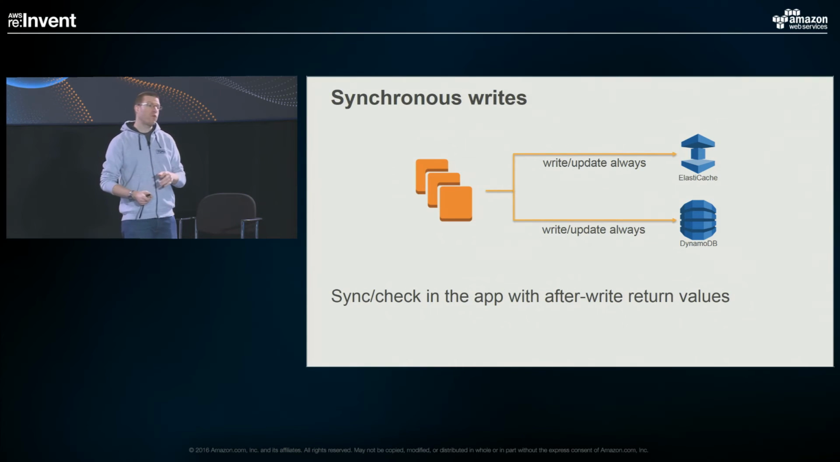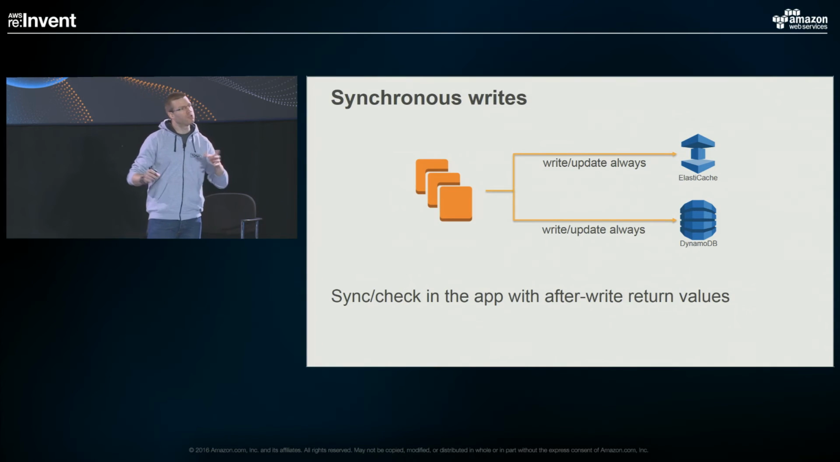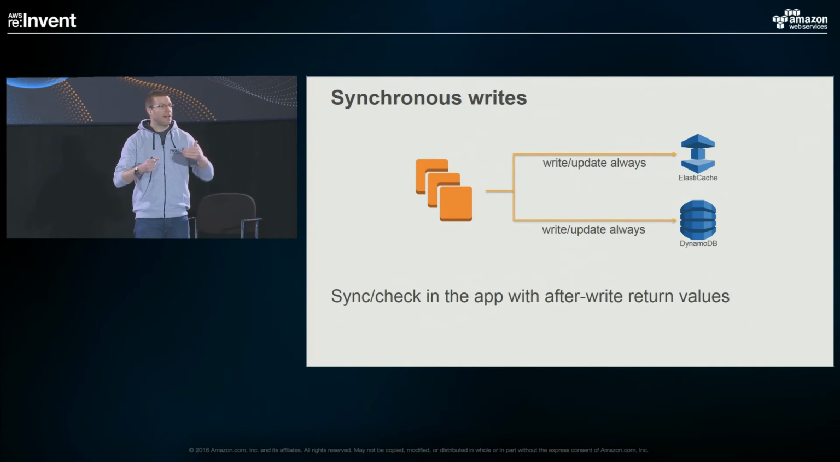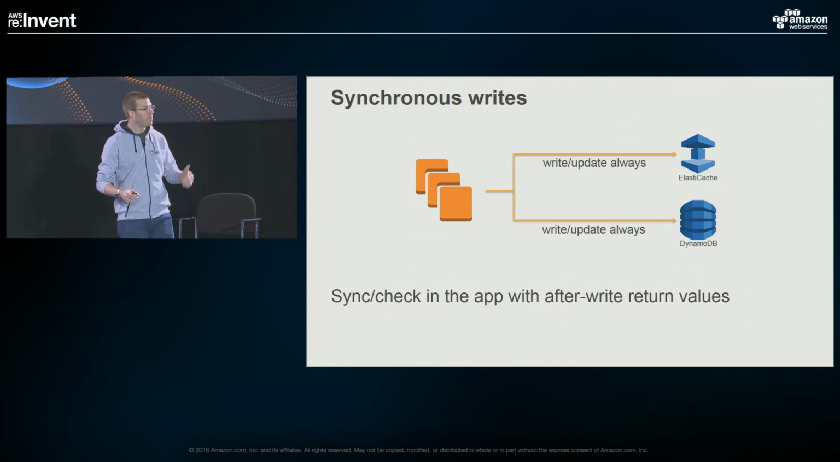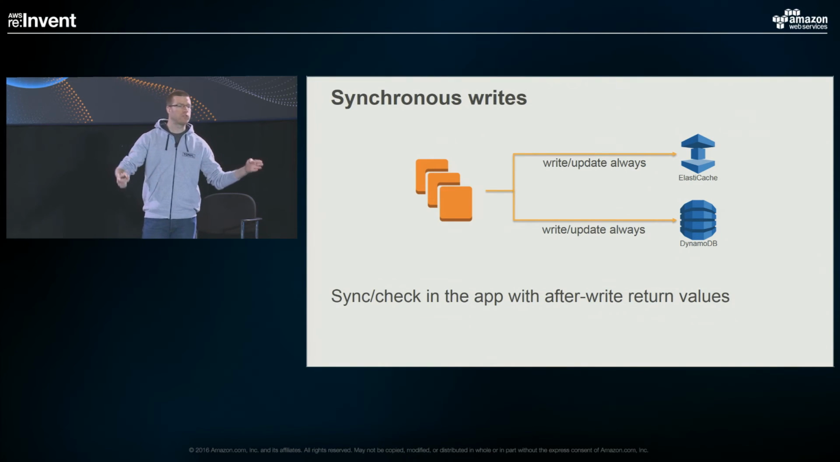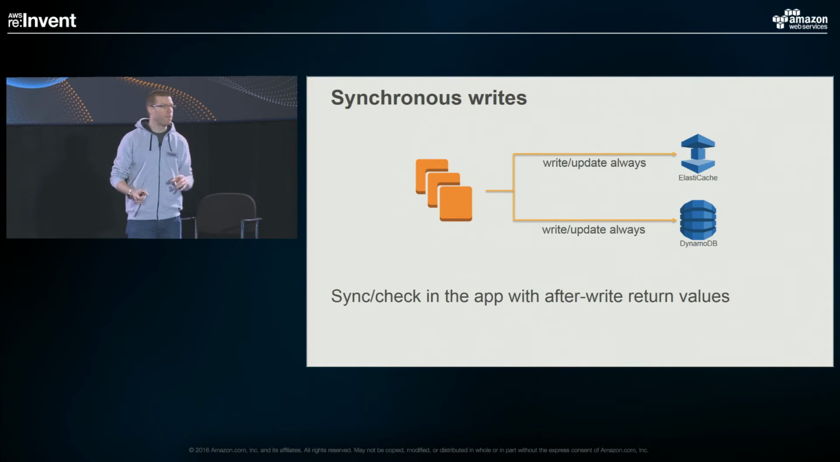And when you're using DynamoDB and you're using Redis as a cache, there's a very nice thing about those two databases, because both of them are able to return the after-write value, which means if you have, for example, an incremental counter inside of those two databases, both of them will answer with, now, after I wrote what you just told me, the value is 5.